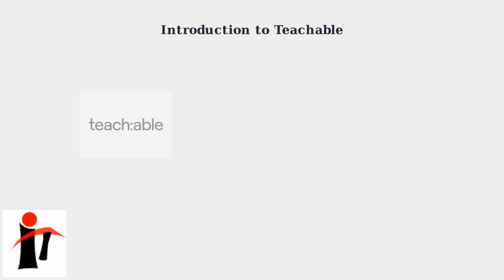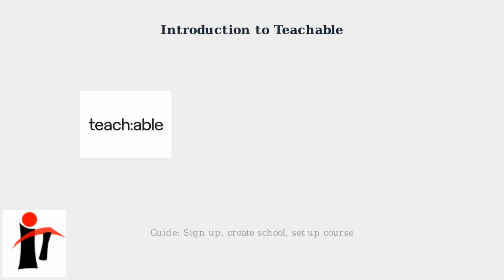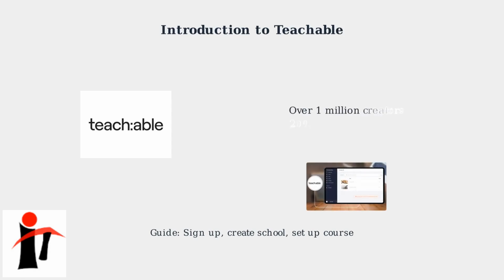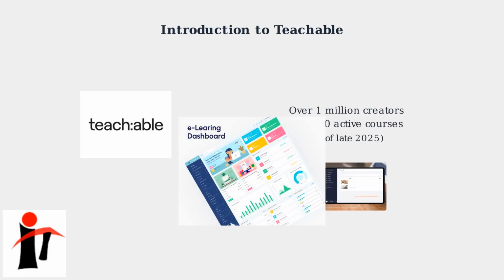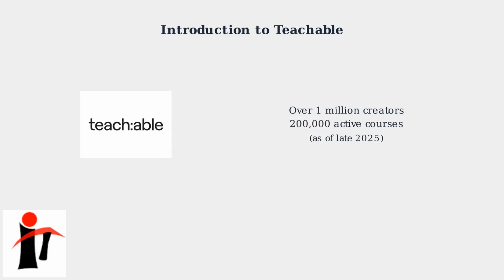Teachable is a leading platform for creating and selling online courses. Founded in 2014 and acquired in 2023, it empowers educators, entrepreneurs, and businesses to build online academies. In this video, we'll guide you through the process of signing up for a Teachable account, creating your school, and setting up your first course. Teachable has become a dominant force with over 1 million creators and 200,000 active courses as of late 2025.